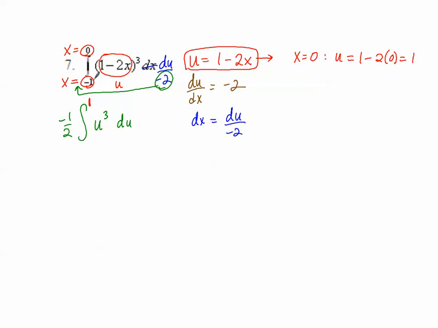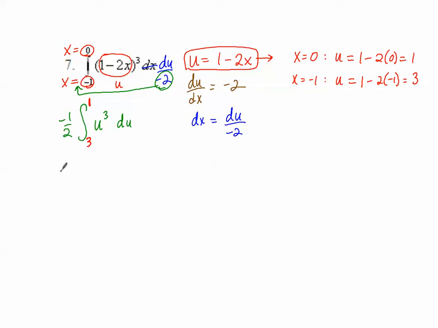If our lower limit was negative 1, x equals negative 1, that means u equals 1 minus 2 times negative 1, or 3. Our new lower limit then is 3. So see how we change everything in terms of u. Then it's just the value that we end up with.